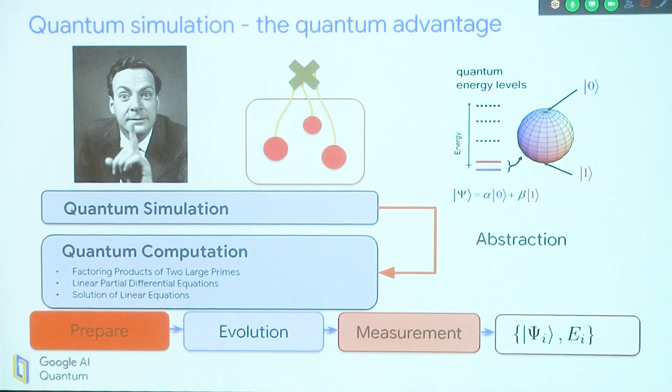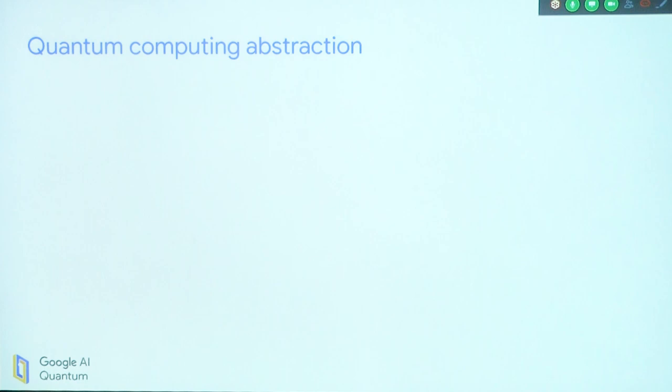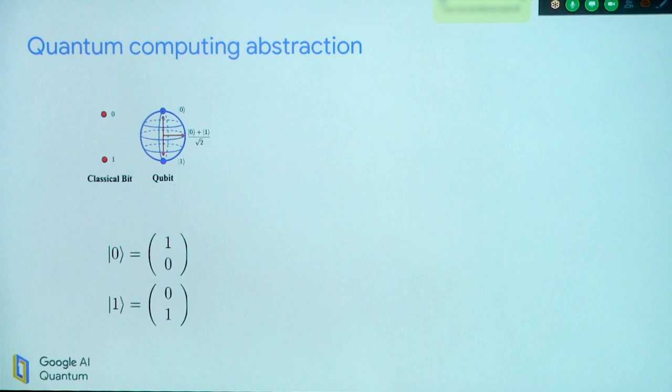But this core, prepare, evolve, and measure, is always going to play a central role in these types of systems. So what is the abstraction that we talk about? Just to give everyone a bit of language, you've probably heard about these a million times in the media. But if you have a classical bit, which can be 0 or 1, a qubit we call as being 0, 1, or something in between.